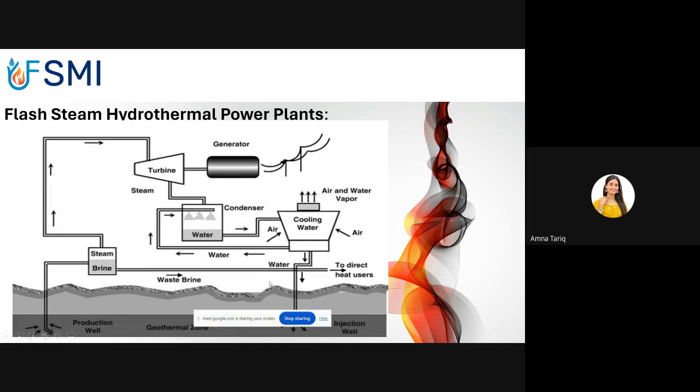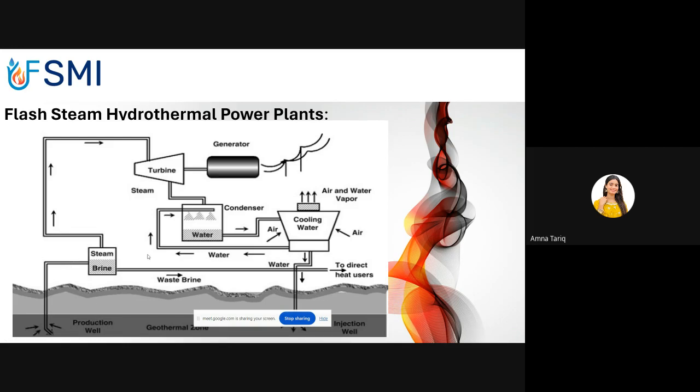With the help of this diagram, we understand the working process of flash steam hydrothermal power plants. First is the geothermal zone. You can see this is the geothermal zone, the heat source located underground. Hot water or steam resides in pockets within the rocks. And then next is the production well, a well drilled into a geothermal zone to extract hot water or steam.